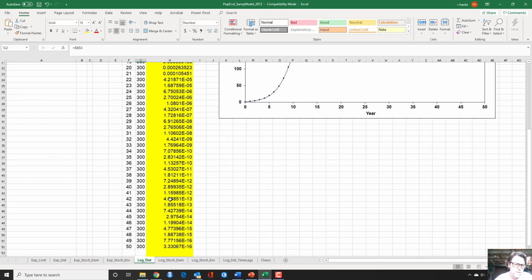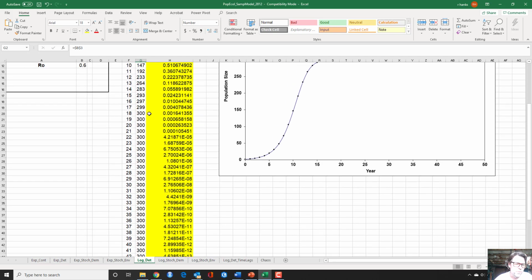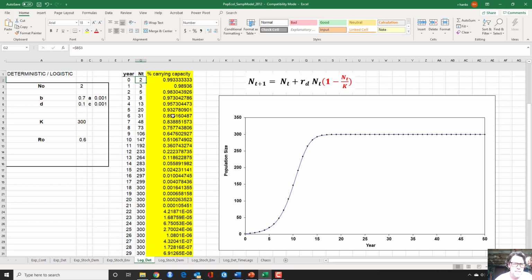Where eventually you get to the point where we reach essentially here, where we reach 300 individuals, and that is the carrying capacity. So we cannot exceed that carrying capacity.